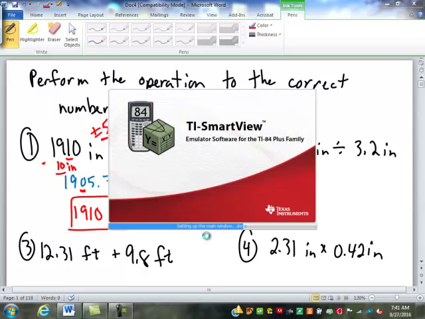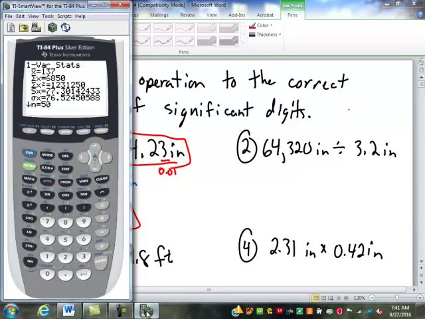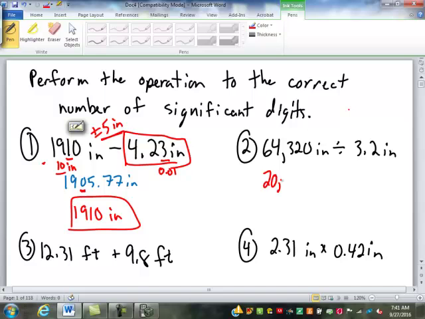Again, so that first one, my calculator's out of the way. That first one we subtracted, it stayed 1910 because of the margin of error. So 64,320 divided by 3.2 is 20,100. The units on that are nothing because inches and inches divide out. But we do still need to round to significant digits.